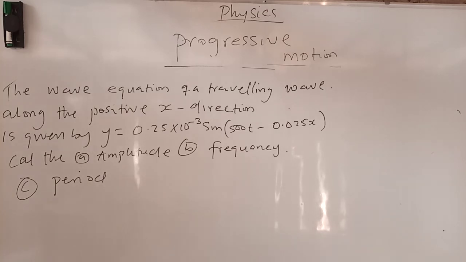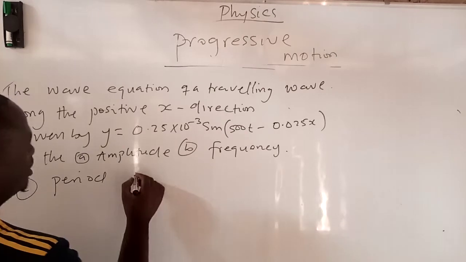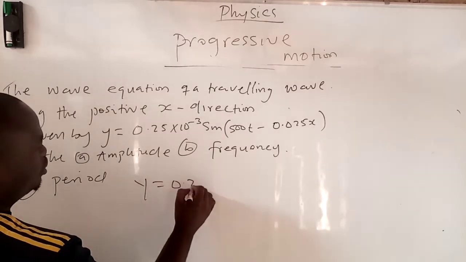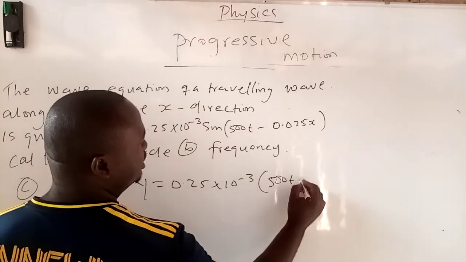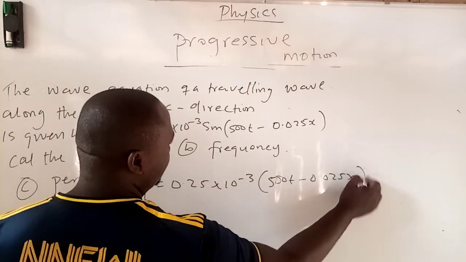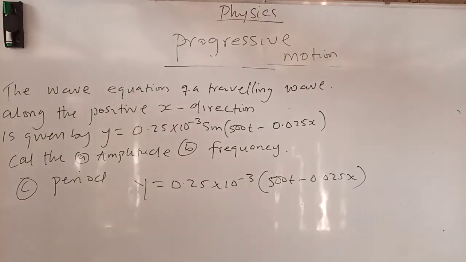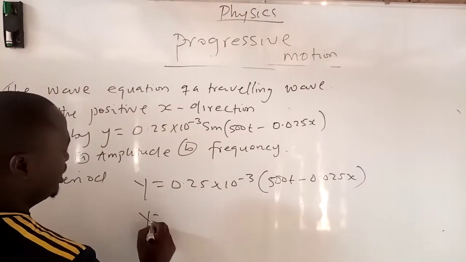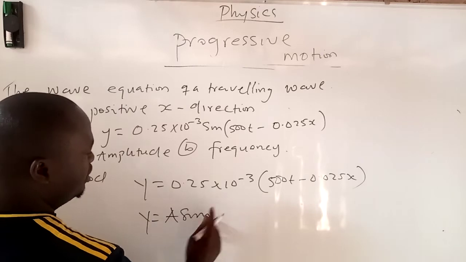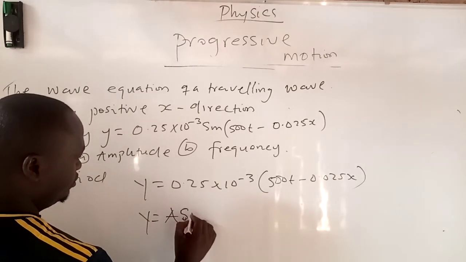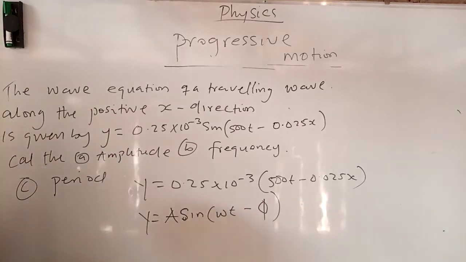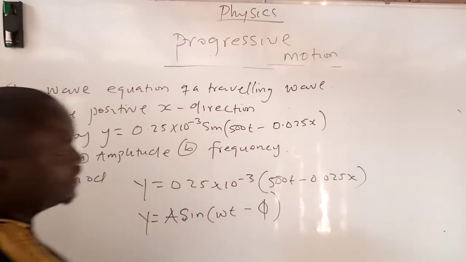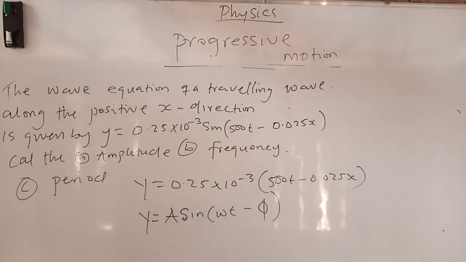Now, they gave you the wave equation: y = 0.25 × 10^-3 sin(500t − 0.025x). Now, do you know what to do? Of course, you know what to do. This is y = A sin(ωt − phase angle). Compare it and your answer will flow naturally. This goes with this, is it not? Of course, this goes with this.